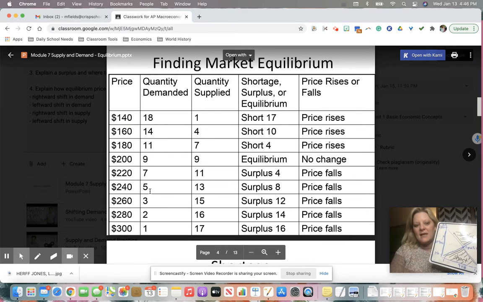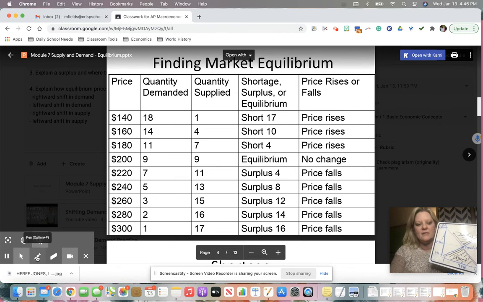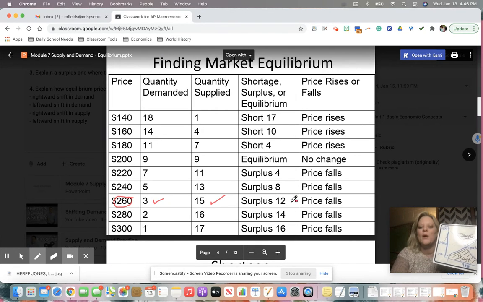On the opposite side, if we raise our price to, let's say, $260, we will then have a quantity demanded of 3 bicycles and a quantity supplied of 15. So we have a surplus of 12.